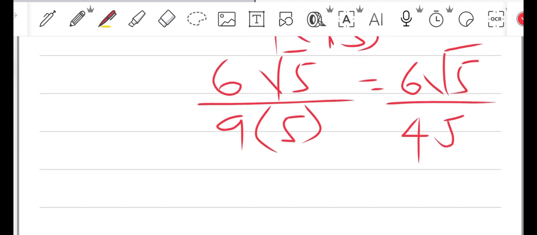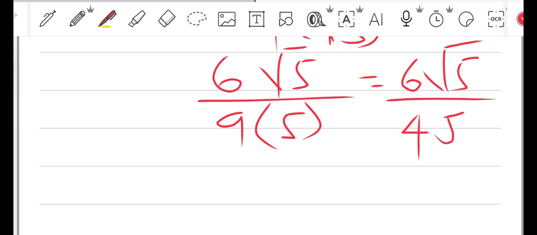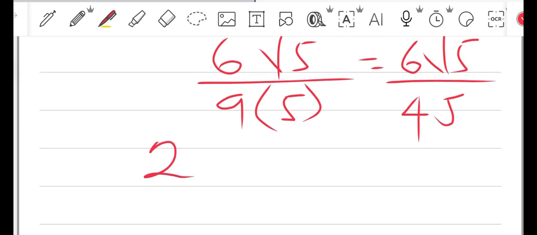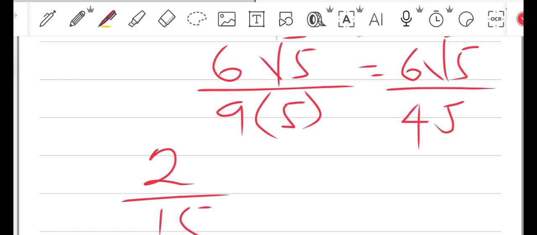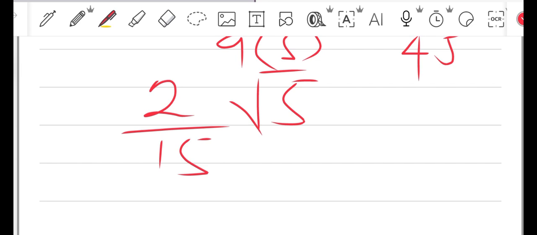We can simplify this further. Now 3 can go into 6 two times, and 3 can go into 45 fifteen times. And that should be our final answer: 2 on 15 root 5.